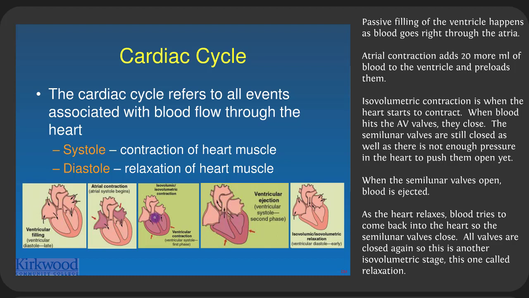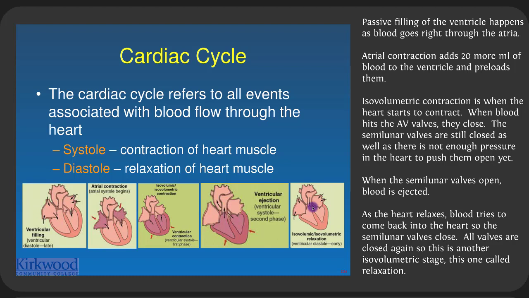Next, we have isovolumetric contraction. That's when the heart starts to contract. When the ventricles start to contract, blood hits the AV valves, and they close. The semilunar valves are still closed because there's not enough pressure in the heart to push them open yet. When the semilunar valves open, we get ventricular ejection. Then as the heart starts to relax, blood wants to come back from the pulmonary trunk and from the aorta and enter back into the ventricles, so the semilunar valves close. All valves are closed again, so this is another isovolumetric stage. This one is called relaxation.